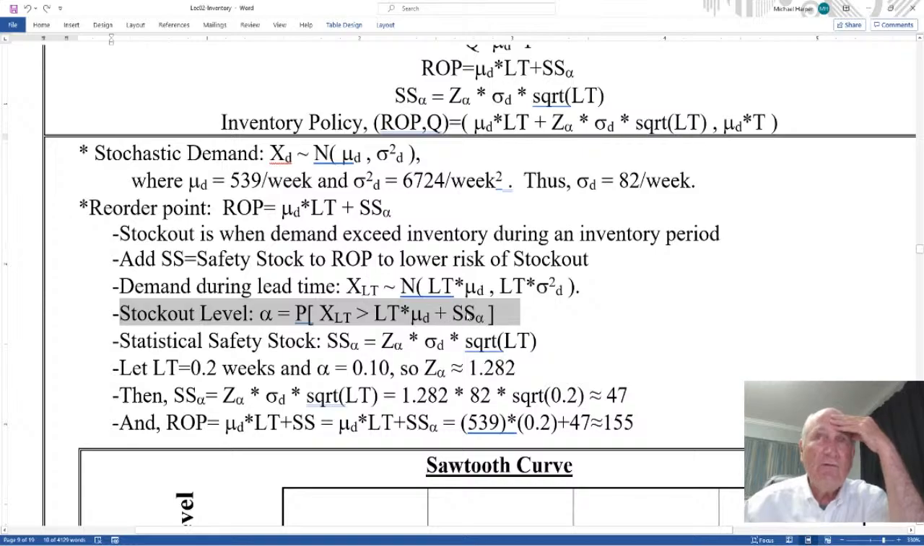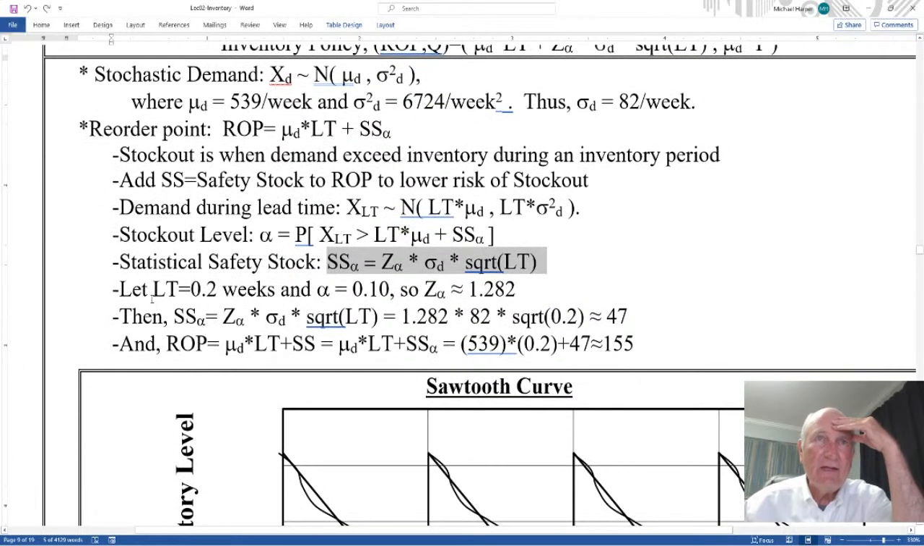But I'm going to solve my safety stock to say I want my stock out level to be, let's say, 10% or something. I'm not deriving it here. I'm just saying if I go through it, it can be shown that the safety stock is equal to Z times sigma times the square root of lead time.